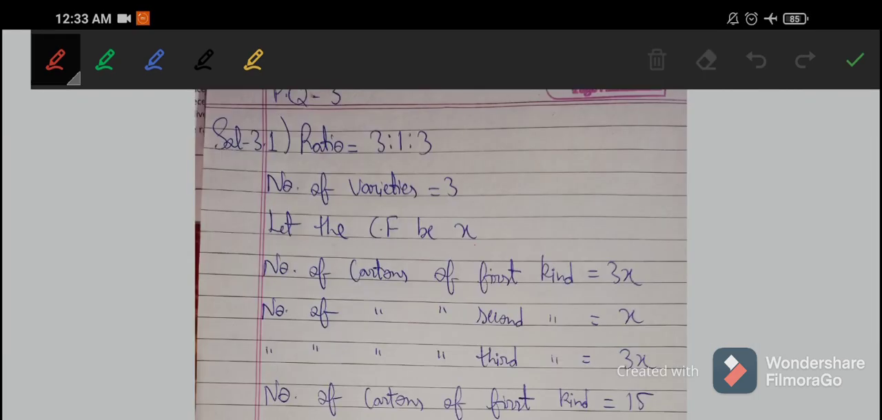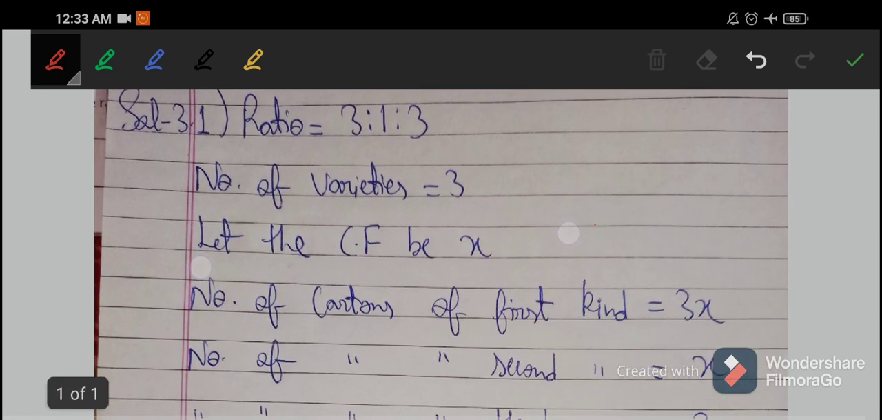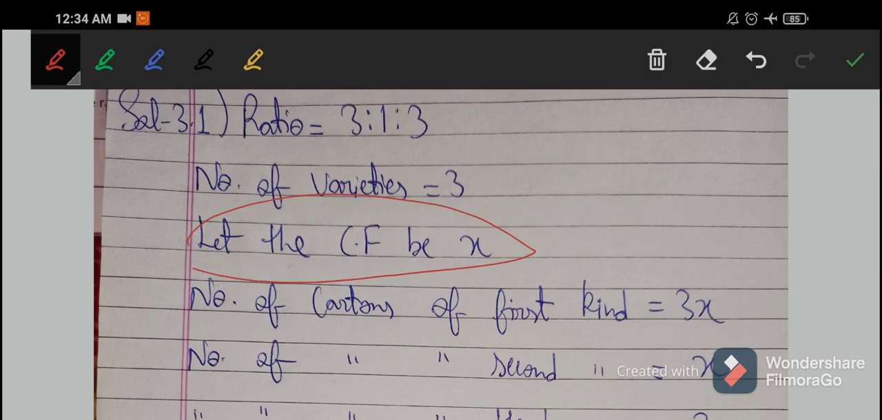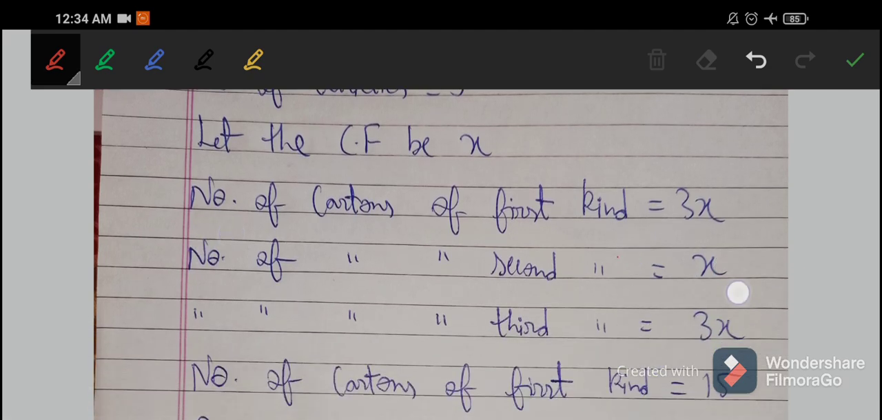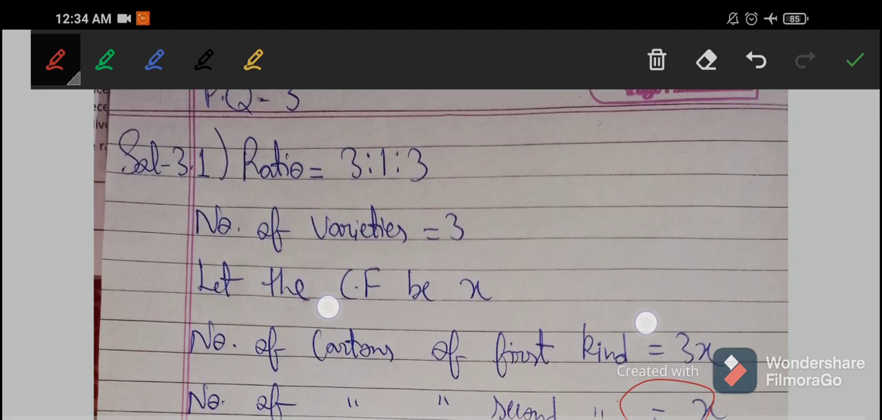Now students, in the question it is mentioned that the ratio is 3 ratio 1 ratio 3. This is the ratio of three varieties, and the number of varieties is equal to 3. Now students, whenever we are provided with a ratio, we consider the common factor to be x. So I have written, let the common factor be x. Children, you can note down the answer as well after understanding it. Now the number of cartons of first kind is equal to 3x, and the number of cartons of second kind will be equal to x, because we have to multiply x with each term of this ratio.